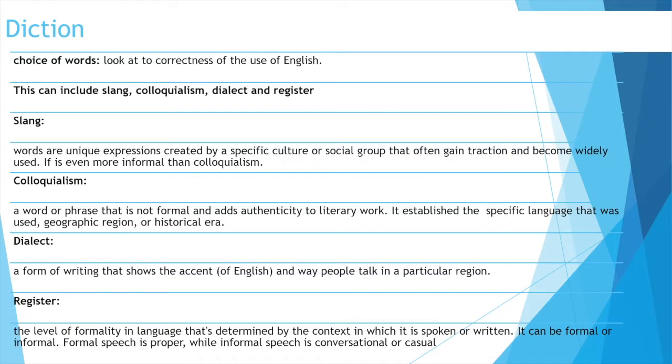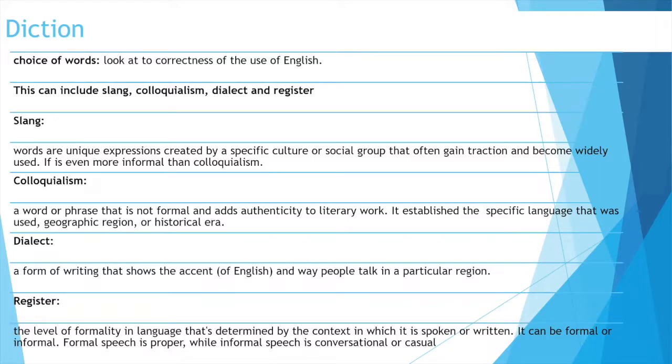Now, diction forms the largest part of any poem, and therefore the discussion can also be quite vast. Because, hello, a poem is made out of a choice of words. The poet selects specific words for specific reasons. Slang, colloquialism, dialect, and register all work together.